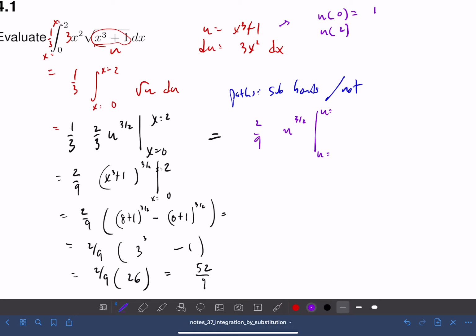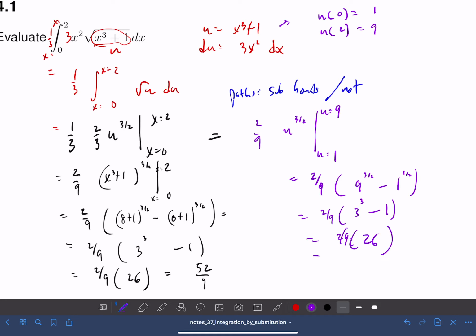u of 0 is 1. u of 2 is 9. It's possible that they end up out of order. After you go through u, it's not guaranteed that this is bigger than this. So this is equal to 2/9 of 9 to the 3 halves minus 1 to the 3 halves, equals 2/9 of 3 to the 3rd minus 1, which is equal to 2/9 of 26, which is 52. I'm thinking faster than I'm writing. 52 over 9.